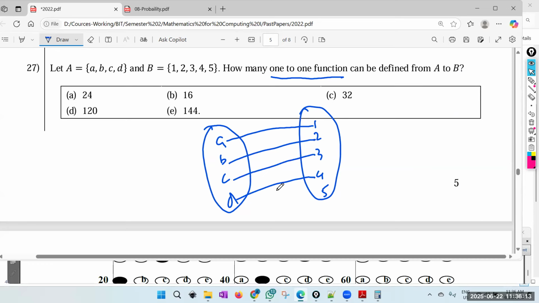But then how many possibilities are here? Because we can swap this, right? A becomes here and so on. So how many Cartesian ordered pairs are there? 4 into 4, right? 4 into 4. But then we can take this and eliminate another one. How many one-to-one functions?